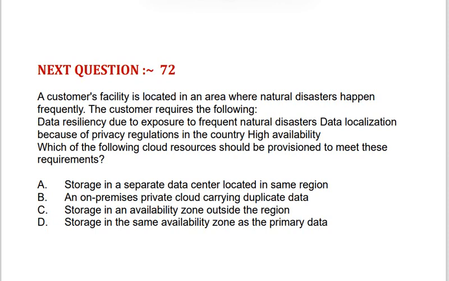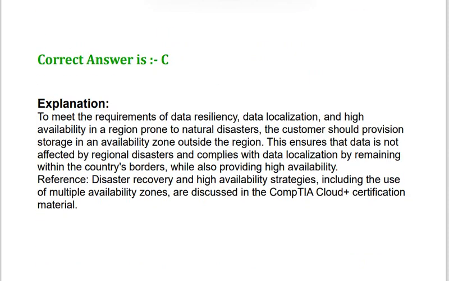Option A, storage in a separate data center located in the same region. Option B, an on-premises private cloud carrying duplicate data. Option C, storage in an availability zone outside the region. Option D, storage in the same availability zone as the primary data. Correct answer is option C.